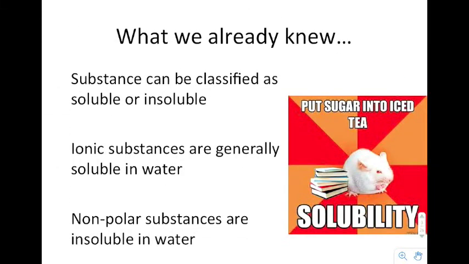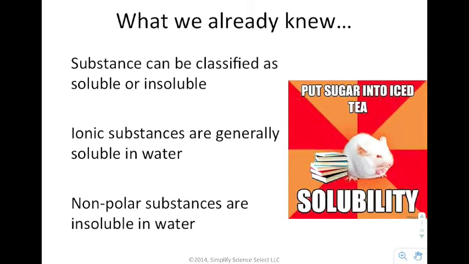So, things that you should already know. You should already know that substances can be classified as soluble or insoluble, and that represents a degree of solubility. So is it a lot soluble? Is it a little bit soluble? Ionic substances are generally soluble in water, and nonpolar substances are generally insoluble in water.